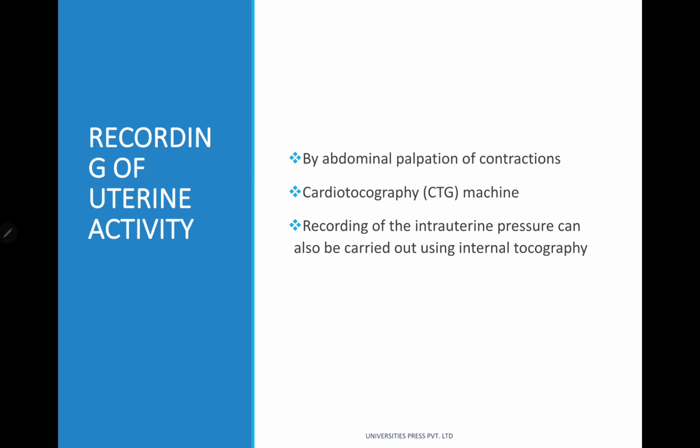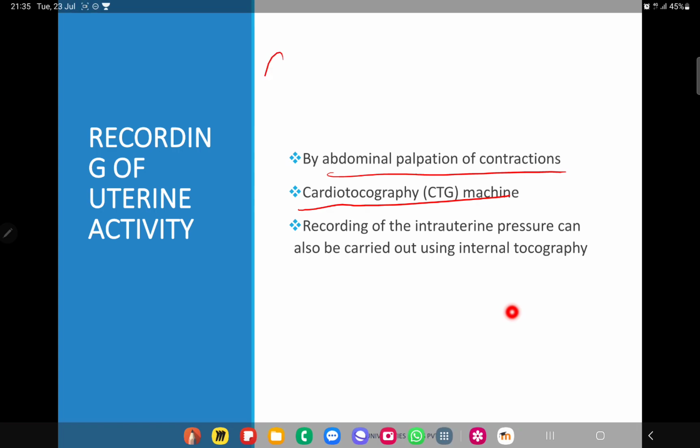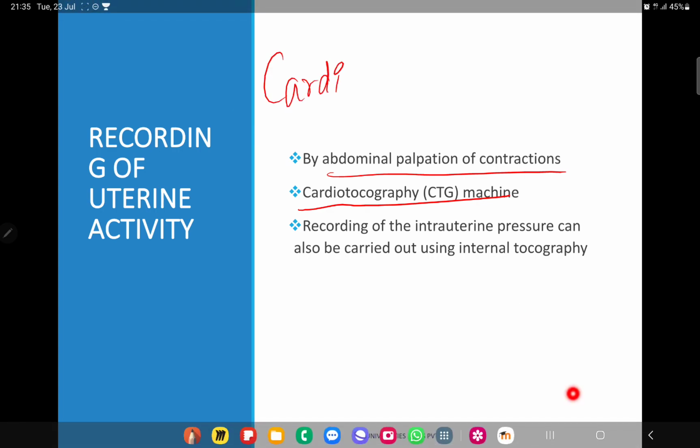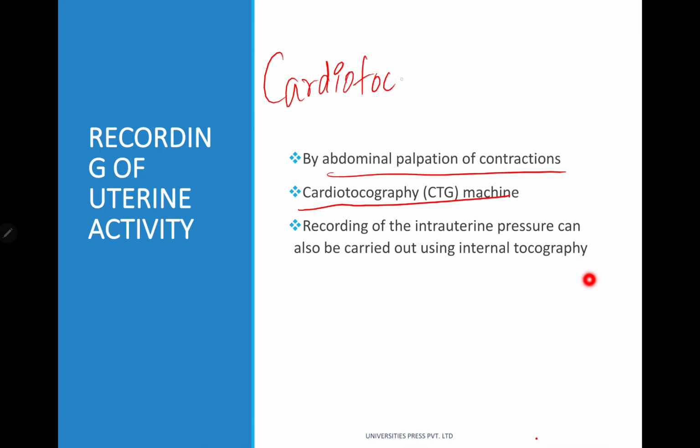Recordings of uterine activity can be done by abdominal palpation of contractions. A very important machine is the cardiotocography. This can itself be an important short note. What is cardiotocography? Recording of the intrauterine pressure can also be carried out using an internal tocography.